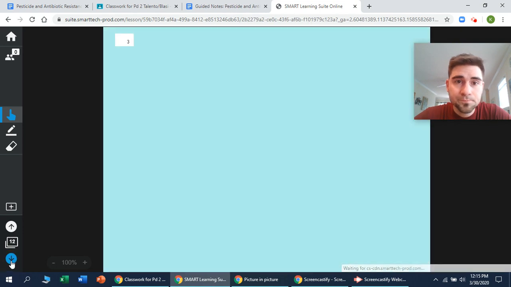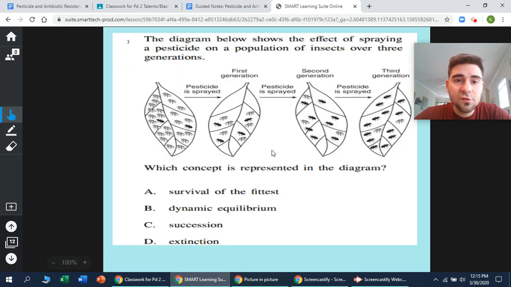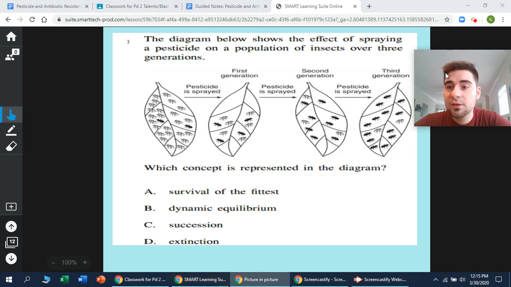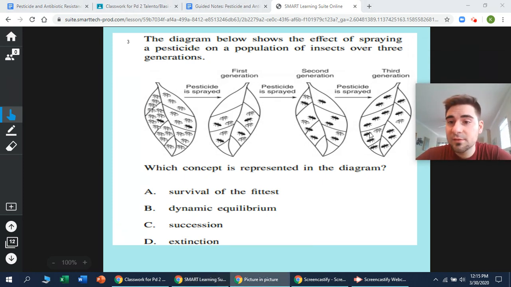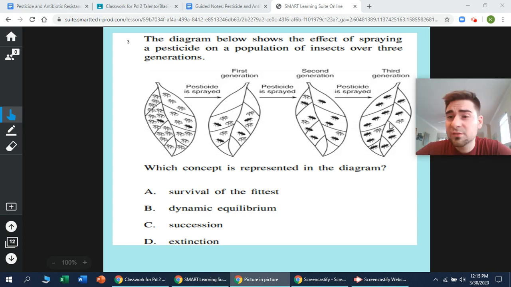Okay, so the next question here had to do with pesticide, right? So we spray this on the insects. This comes straight from the notes. The concept represented here is a phrase that's often used in place of natural selection. It should be survival of the fittest. In this environment, the insects with the best fit, the variation with the best fit, are the ones with resistance. Those are the ones that survive. That is what's meant by that phrase.